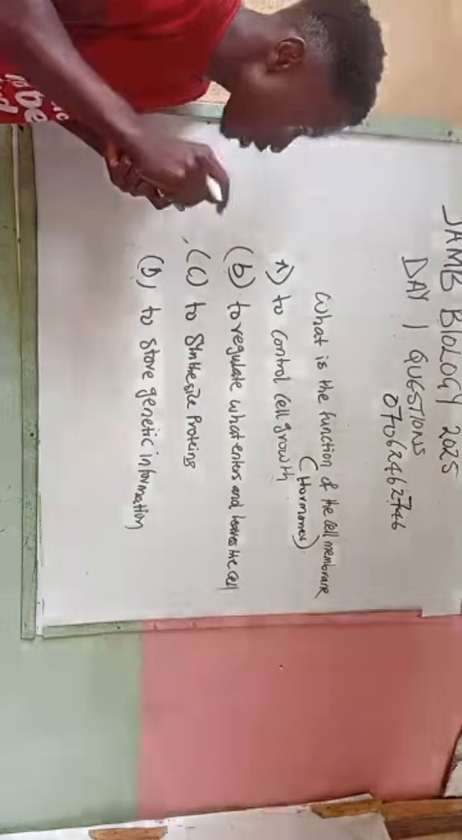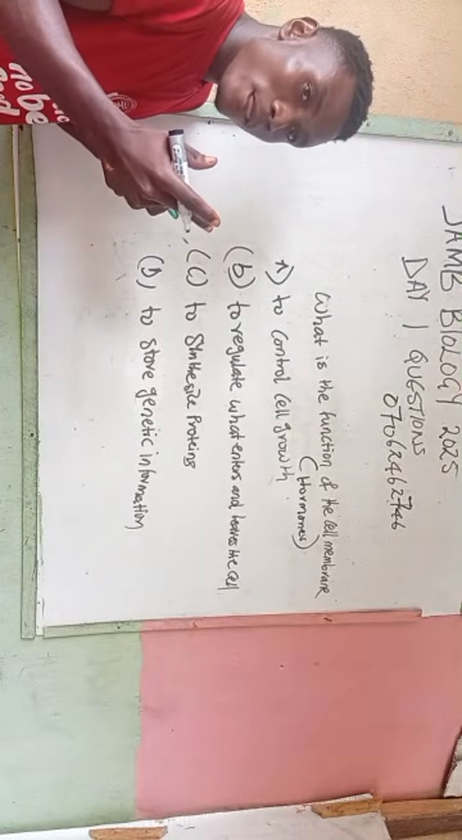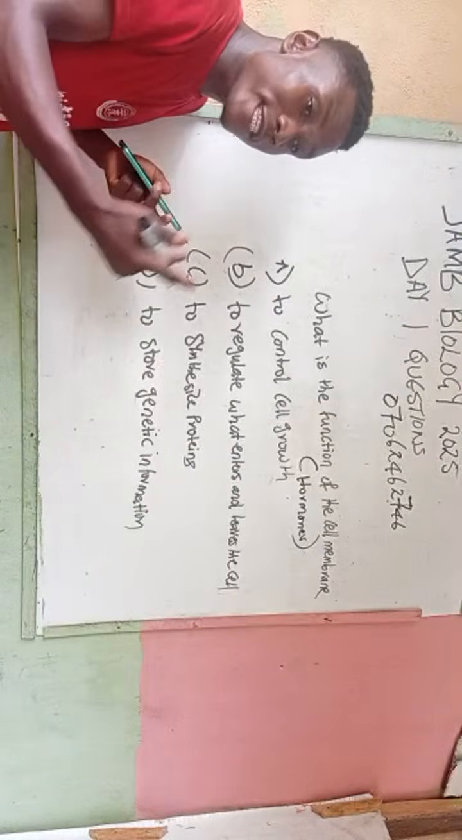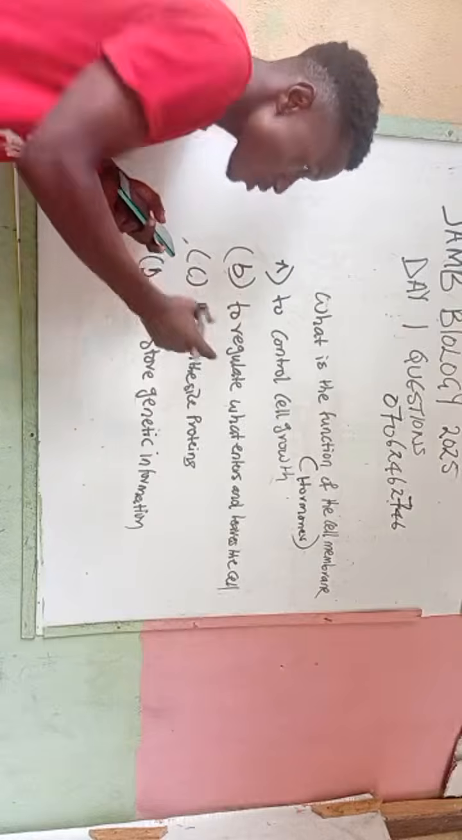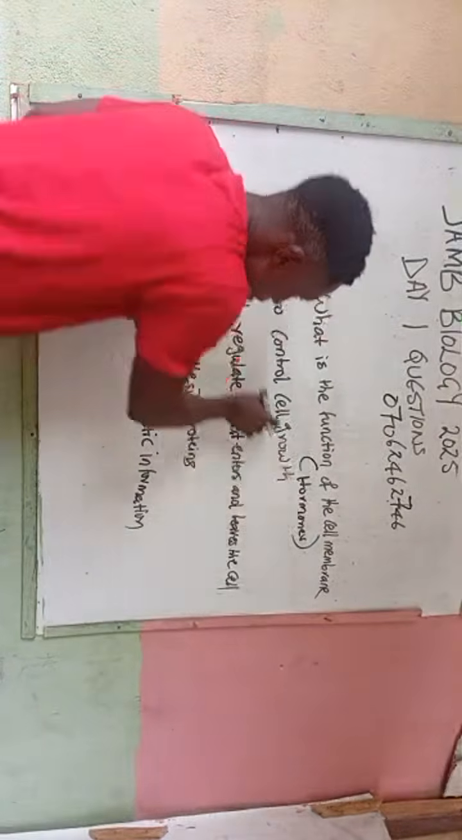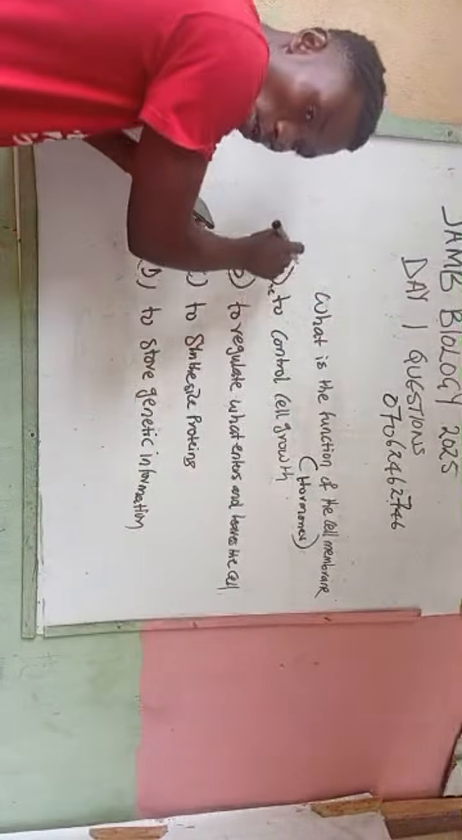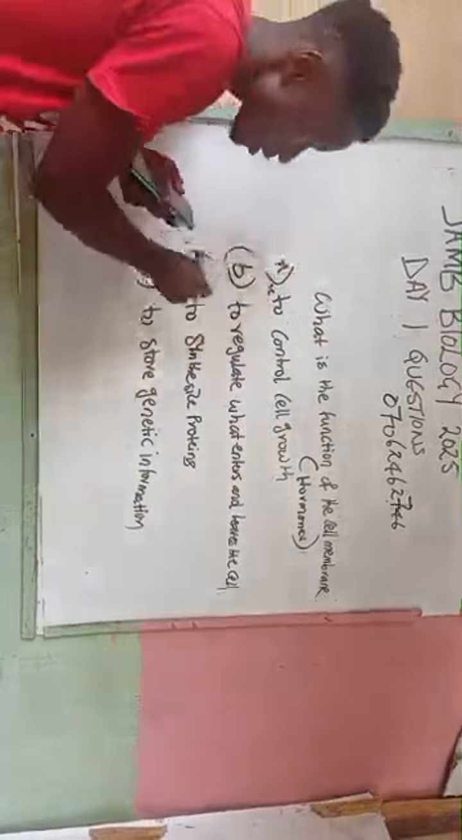The hormone responsible for cell growth in plants is the what? Do you know the answer? The hormone responsible for cell growth in plants is auxin. So even though you are saying plant cell, it doesn't fall. So the function of the cell membrane is not to control cell growth. So this option is wrong, right? B, to regulate what enters and leaves the cell.